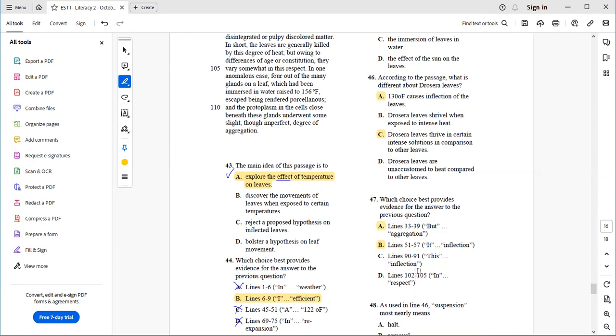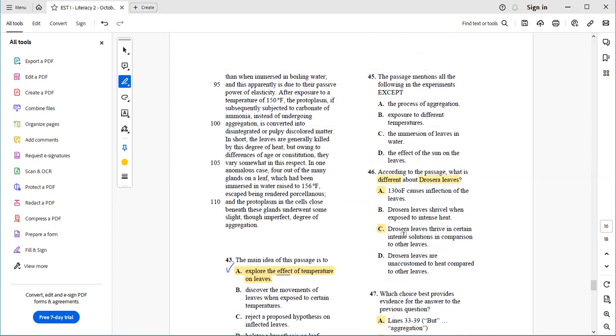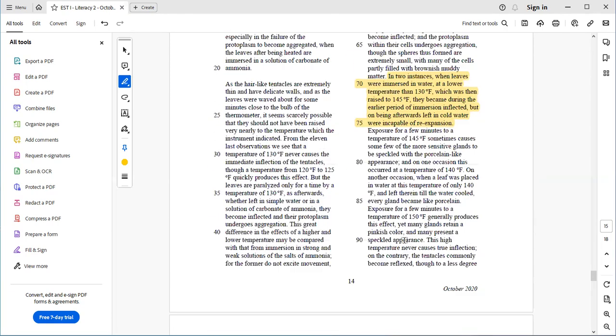Okay, let's find. Here it's easy because we have certain words. He said, according to the passage, what is different about Drosera leaves? I need different about Drosera leaves with an easy way. Different about Drosera leaves. So let's find here on the lines from 33 till 39, from bud till aggregation. The problem that we have is but, and we know that when we have but, you have to move a sentence before. So where from?